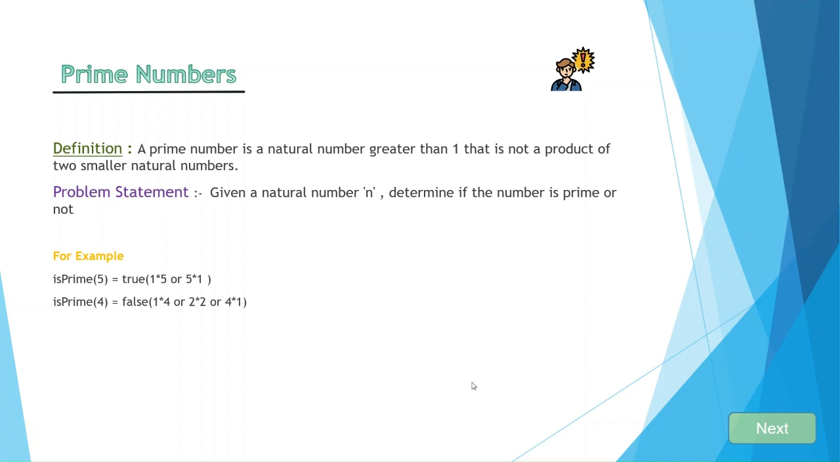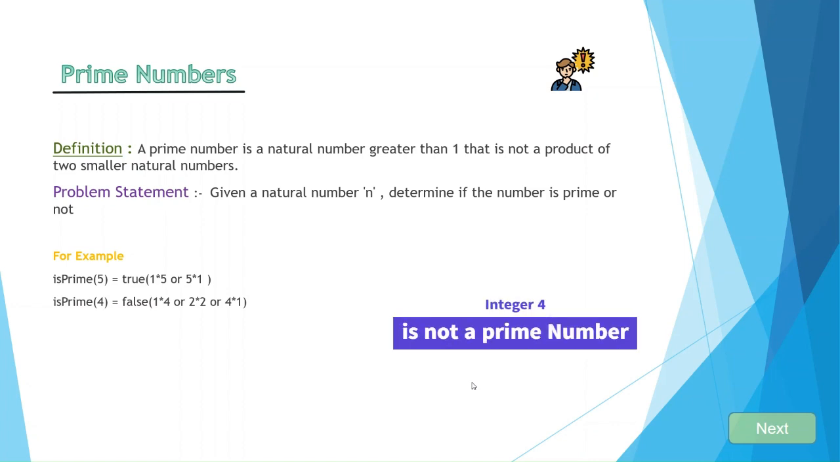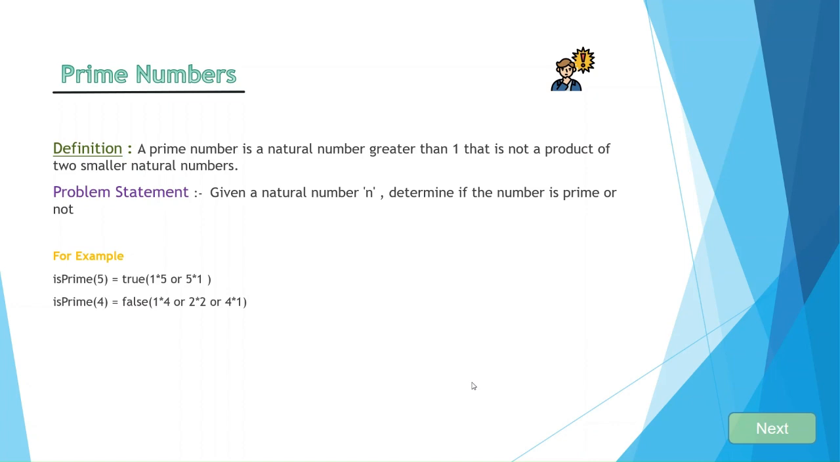Here in the problem statement, n is a natural number which is not a product of two smaller natural numbers. For example, you can see below we have isPrime(5), which is true, because 5 is divisible only by itself and 1. Now we have the second example, isPrime(4), which is false, as 4 is not a prime number because it is also multiplied by 2 and 2, and 4 and 1, so it has more than 2 divisors. That's why it is not a prime number.